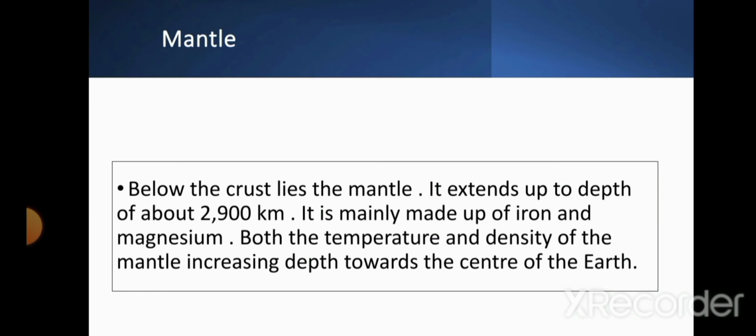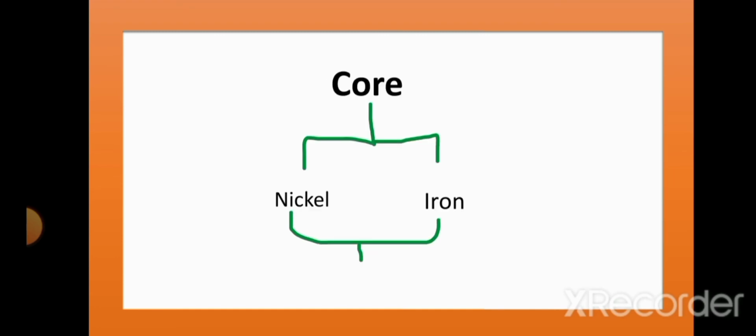Now let's learn about another layer of the earth, which is the core. It is the innermost layer of the earth, or we can say the third layer of the earth. Core is made up of nickel and iron. Both are heavy metals, and nickel and iron together are known as NiFe. Ni is for nickel and Fe is for iron. Notice why Fe? It is because Fe is for ferrum, the Latin word for iron. Ferrum means iron. That's why it is NiFe.